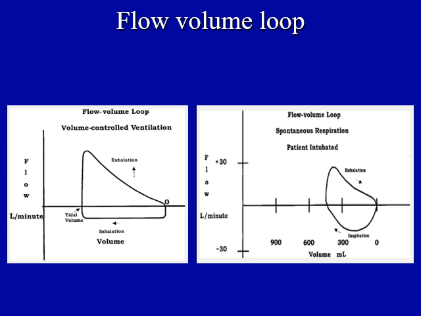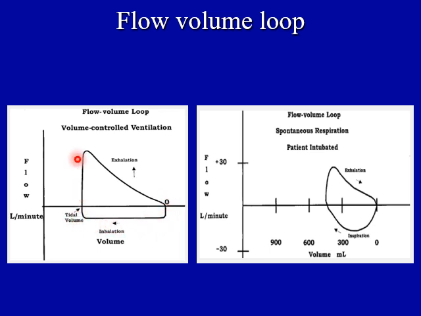So now coming to the flow volume loops. In flow volume loops, we have flow along the y-axis and volume along the x-axis. So this is the flow volume loop in case of volume control ventilation. As I have told previously, in case of volume control ventilation, your flow will be constant. So here you can see this is the constant flow.